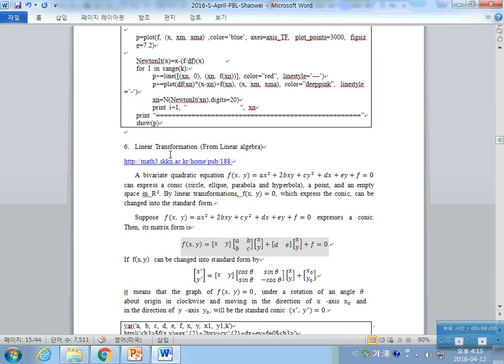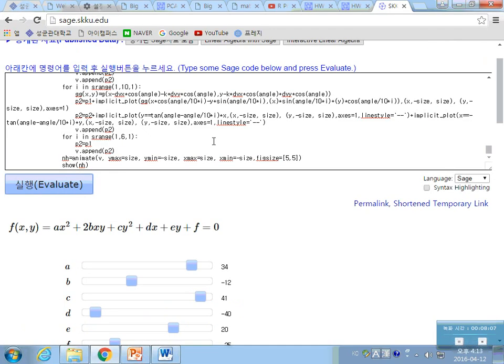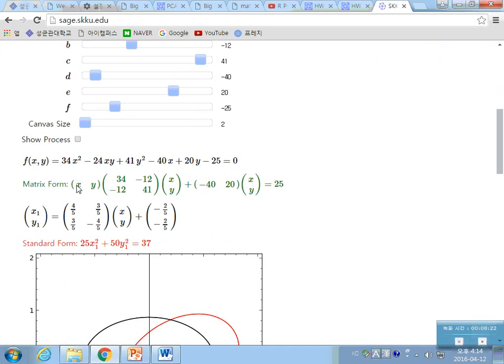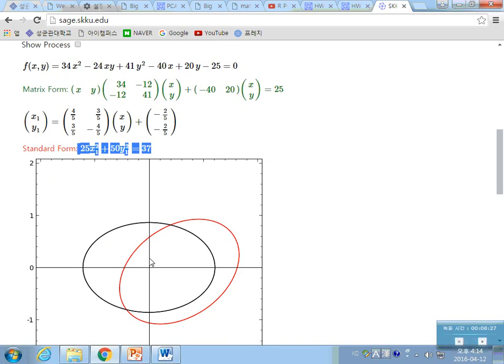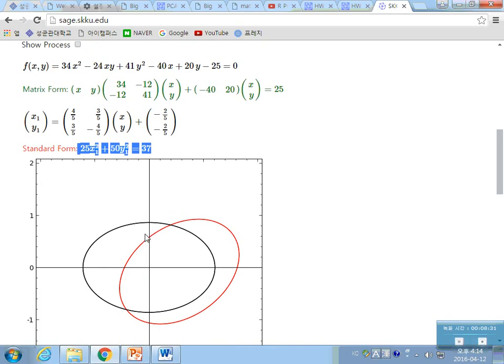And the next one is about the linear transformations. Actually, this is what I did with the professor before, and here I will show you how to change the general form to the standard form. From the figures we can easily see how it changes.